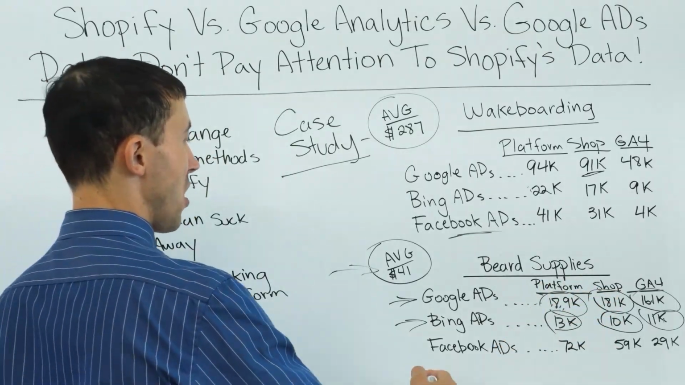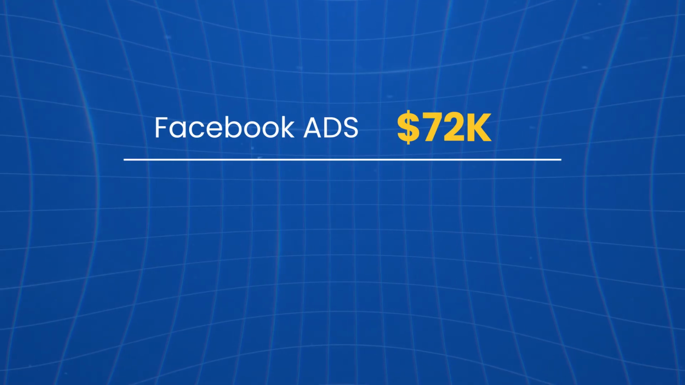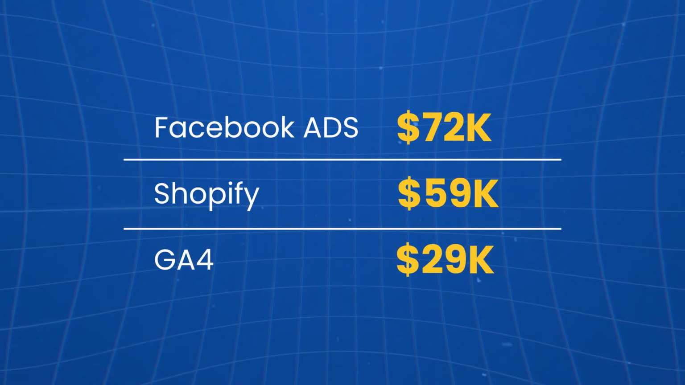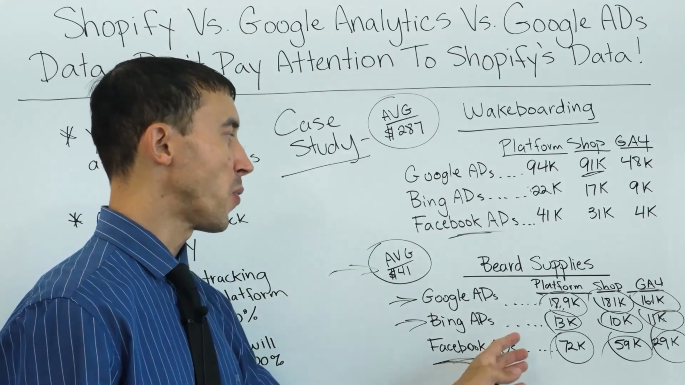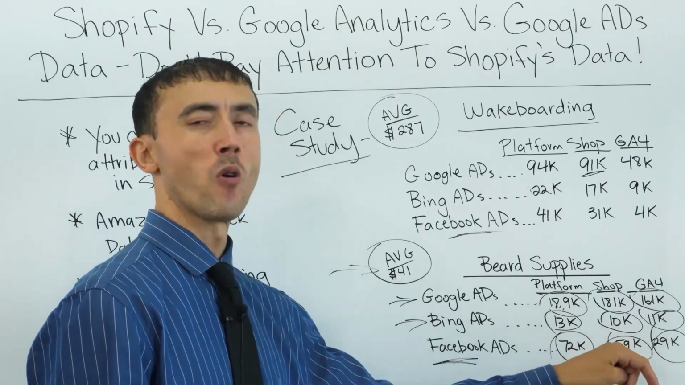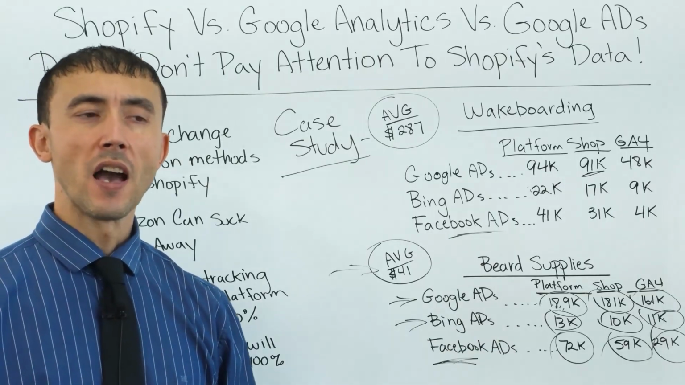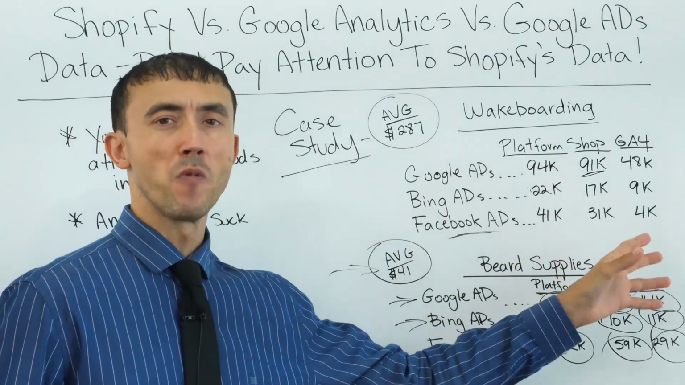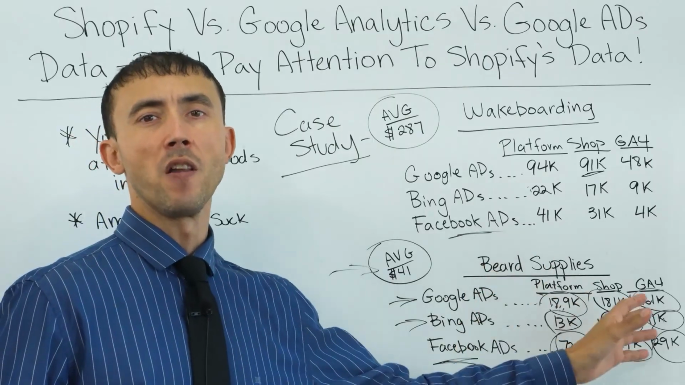Getting back to what I was mentioning here, Facebook ads, we track 72,000 in sales on Facebook itself, 59K in Shopify, and then 29K in GA4. So even though the transaction costs were low, Facebook ads are tracked very effectively, nevertheless, in GA4 or Shopify. So anyway, it gives you some general idea of how the data ends up and the differences between the data in one platform versus the other, if you're trying to figure out if your tracking is broken in any one of these three places.